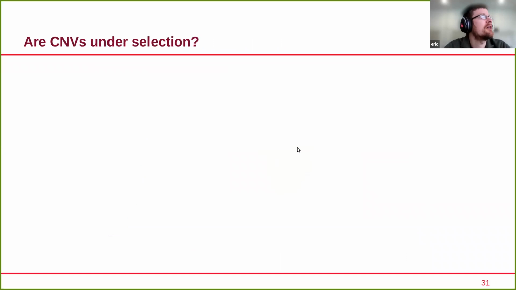So next we wanted to ask, are these CNVs under selection? So is there any evidence that these CNVs are spreading rapidly in the population, which would be an indication of positive selection?